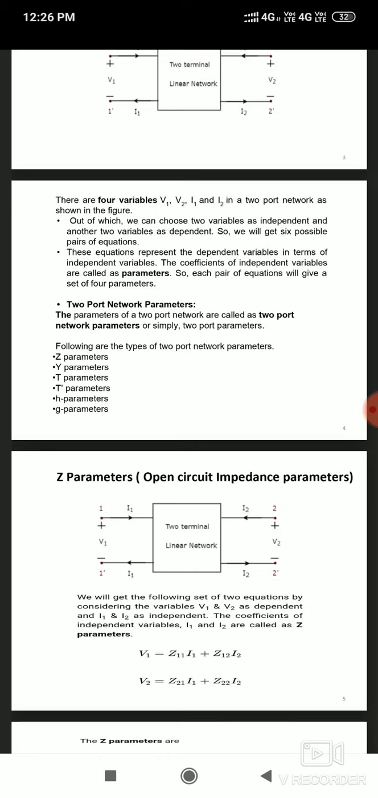Any doubt? If there is no doubt, we will stop here and discuss the Z parameters in the next lecture. We will stop today. In the next lecture, we will discuss the Z parameters and their applications, and we will solve problems based on the Z parameters. Okay, we'll stop here.